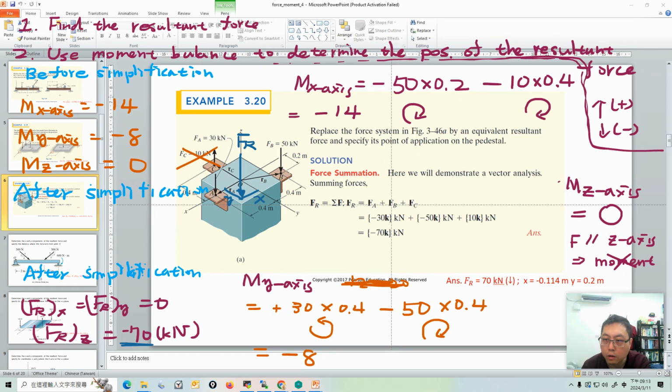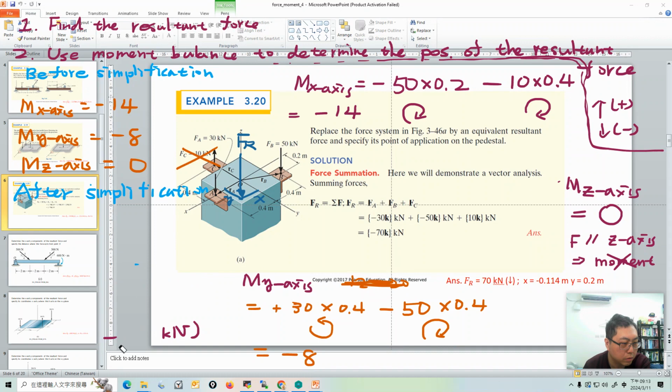After simplification, let me erase these. After simplification, the moment with respect to the x-axis: we only have one resultant force, and we calculate the moment with respect to the x-axis. It's equal to Fr times the lever arm. The lever arm is y. This is the magnitude times the lever arm, and then we have to determine whether it's positive or negative.